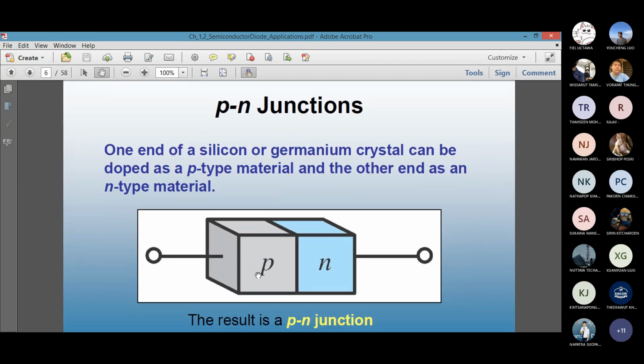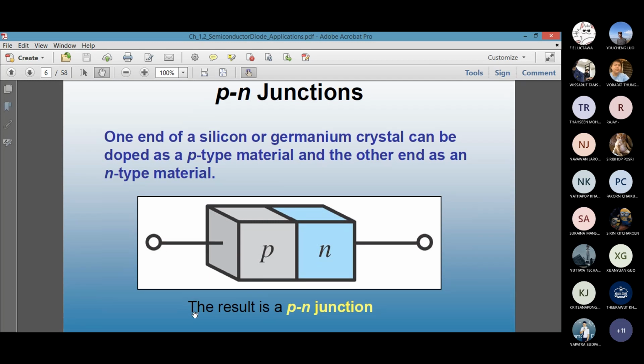So when you take the p material and n-type, you join, you get the p-n junction, which is our basic diode. N is minus net charge, p is plus net charge. When they join each other, the opposite charges attract.